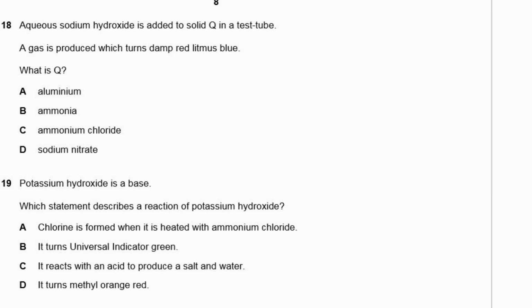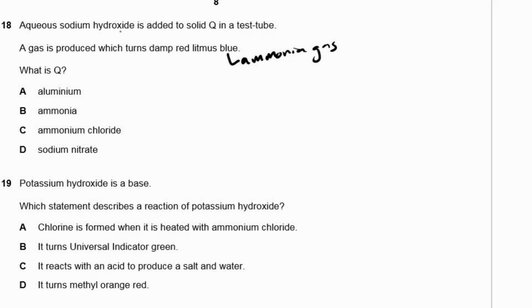Question 18. Aqueous sodium hydroxide is added to solid Q in a test tube. A gas is produced which turns damp red litmus blue. Okay, so basically it has to be alkaline, and the test that's often used with this is generally that's for ammonia gas. Just an alkaline gas, which is generally ammonia gas. Okay, so what is Q?